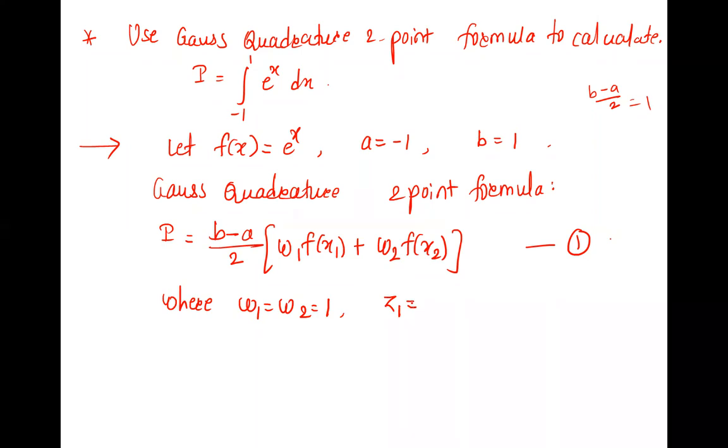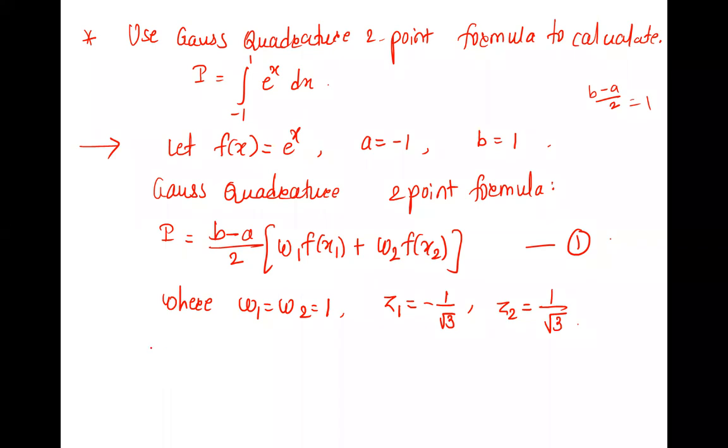z1 is minus 1 upon root 3. Do not get confused in 2 point and 3 point. That is 5 by 9, 8 by 9, 5 by 9, that is in 3 point. 3 values, w1, w2, w3. And in 2 point, they both are 1. And z1 is this, z2 is plus 1 by root 3.